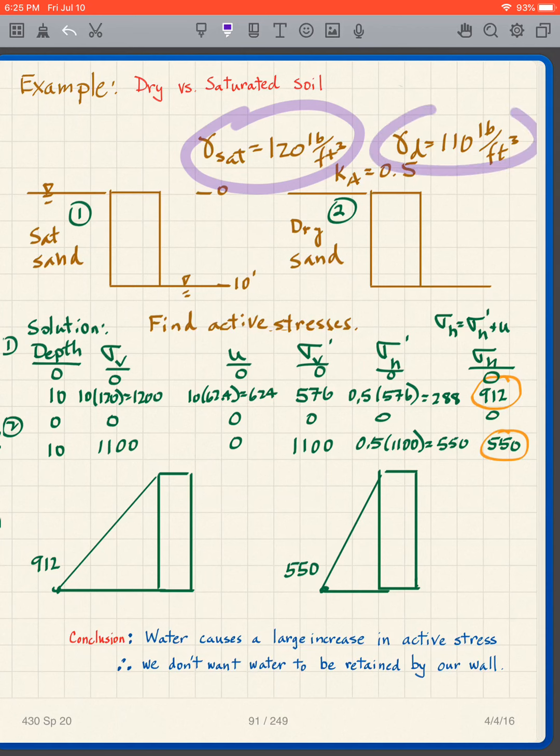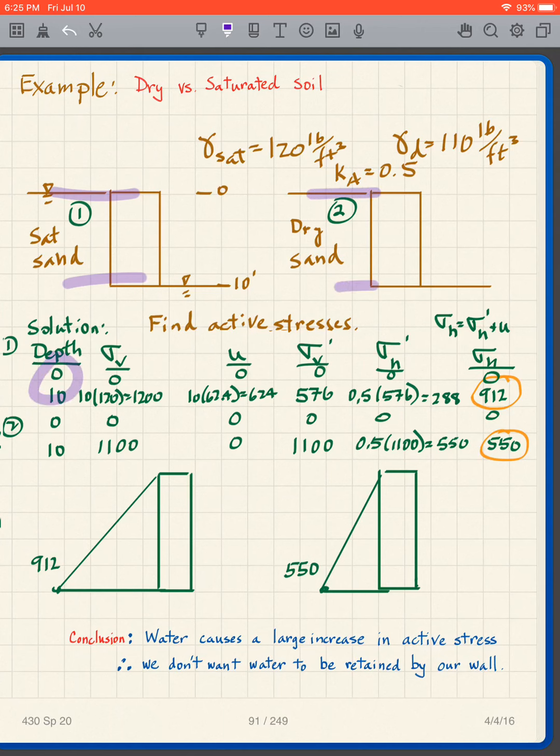This is the gamma saturated, gamma dry. Ka is 0.5. We're just going to look at the active stresses here. So for case 1, I've got 0, I've got 10 feet. Case 2, I've got 0 and 10 feet. So 0, 10, 0, 10. Both of these are active only. So it's saturated, so this is 10 times 120. This is 10 times 110.